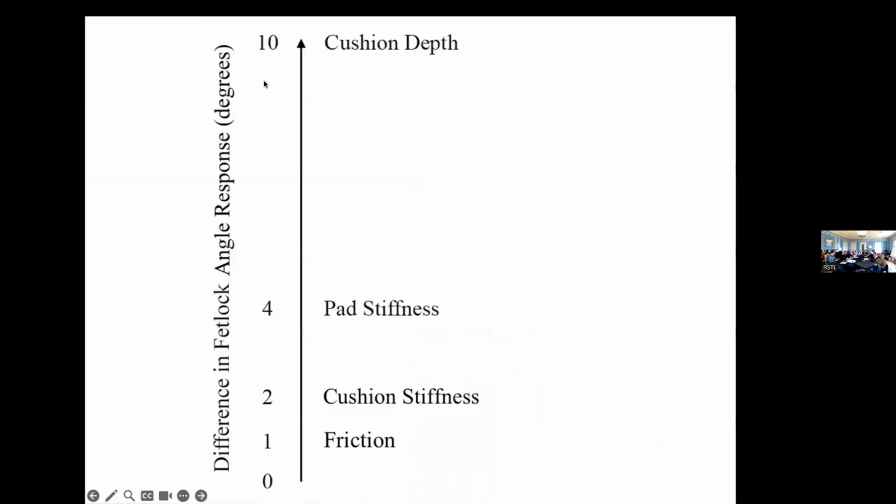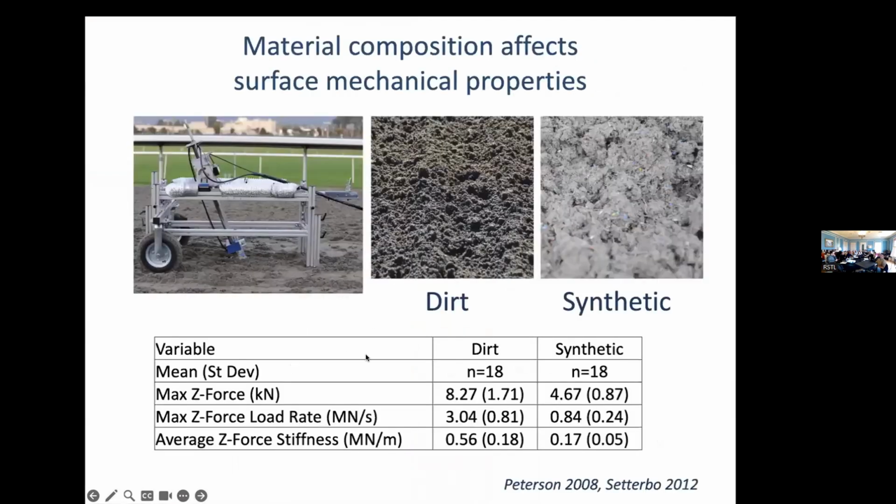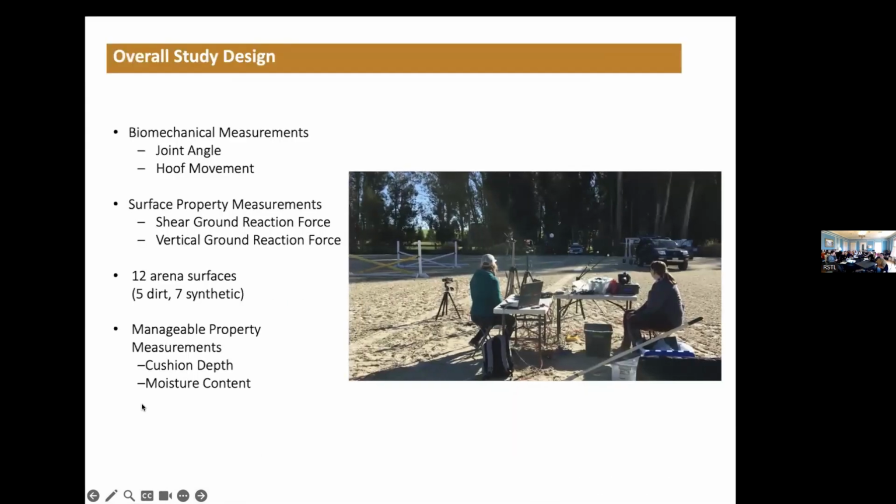So relative to changing these different parameters that we saw when we measured them, cushion depth played a huge role, pad stiffness second: the cushion depth, then pad stiffness, cushion stiffness, and friction. So we know already that when we measure these mechanical properties, different types of surfaces have highly varying differences in peak force or rate stiffness.